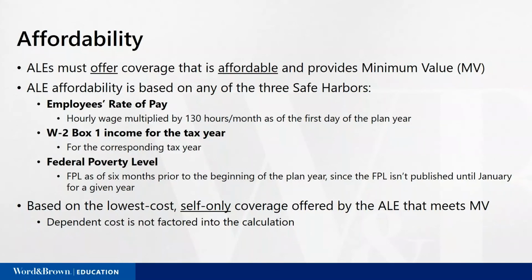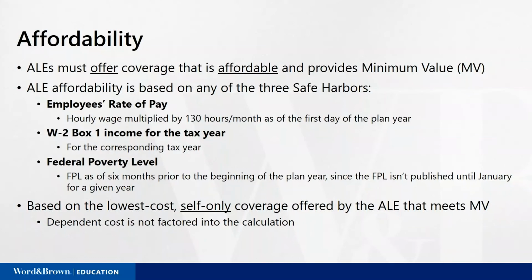The W-2 box 1 income for the tax year, that's a second safe harbor. That pertains to the entire tax year. So right now we're almost coming up to the end of 2021. If we want to make an affordability determination for 2021, we have to wait until we have our W-2 data. That's usually somewhere at the beginning of 2022. That will allow you to look back on the entire year and determine whether or not it was affordable based on their box 1 income. This is a really good safe harbor to use to look back on, just in case you might have missed an affordability determination based on the rate of pay or the federal poverty level. That's a good backup option for employers.